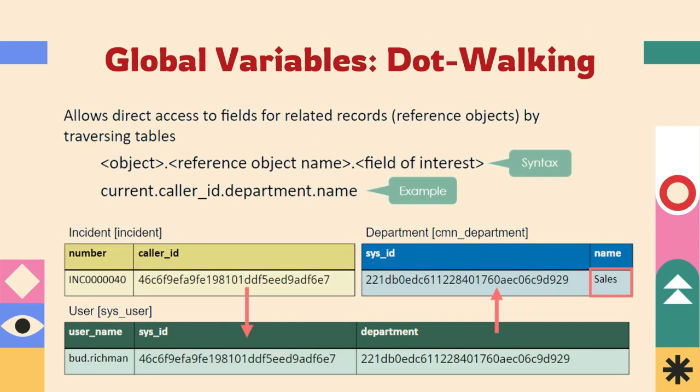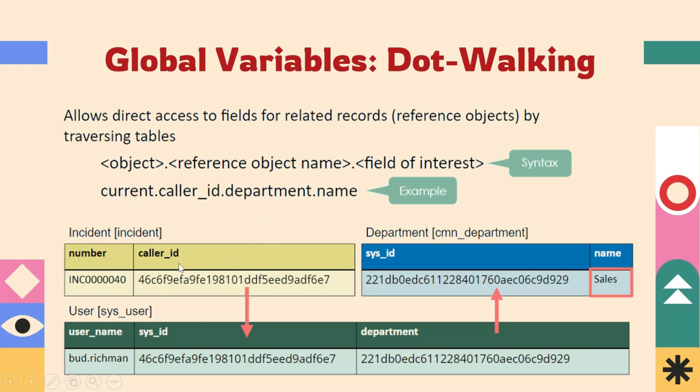And we can see how global variables dot walking works. It allows direct access to fields for related records like reference records. Suppose we have a field caller in the incident table, so we can get the reference, like you can see here, current dot caller id dot department dot name. So we can fetch the caller department name on the current table using global variables. The syntax is object dot reference object name dot field of interest, and here is the example current dot caller id dot department dot name.